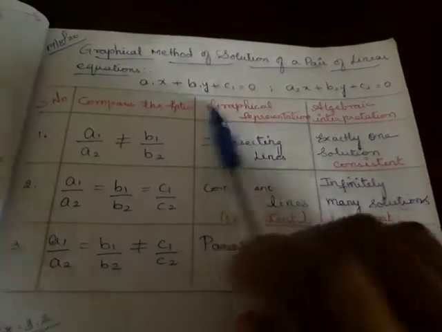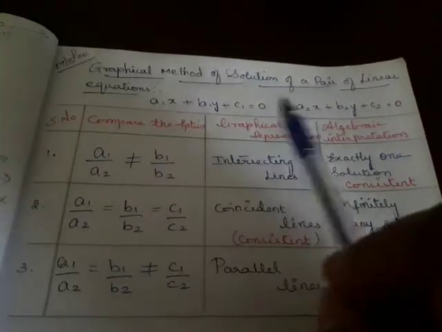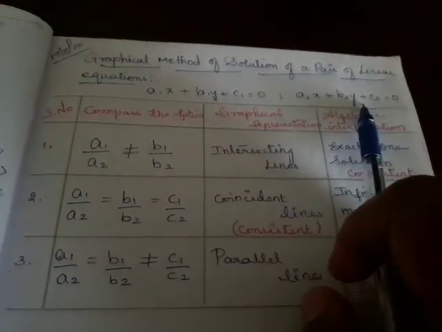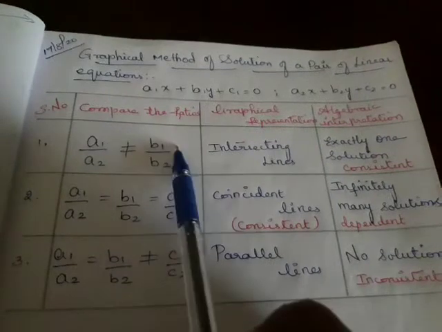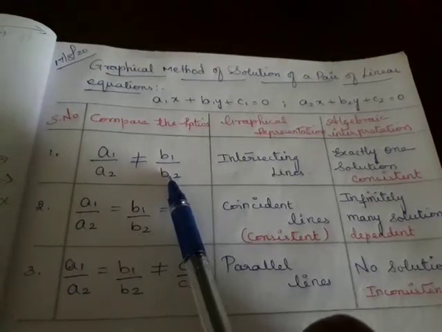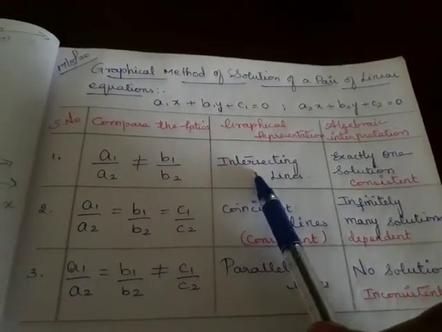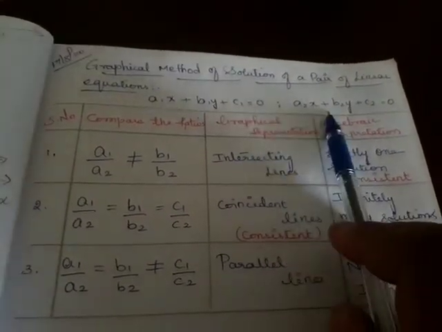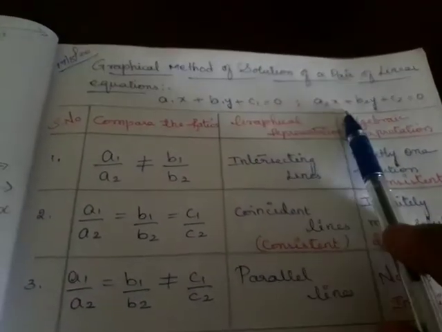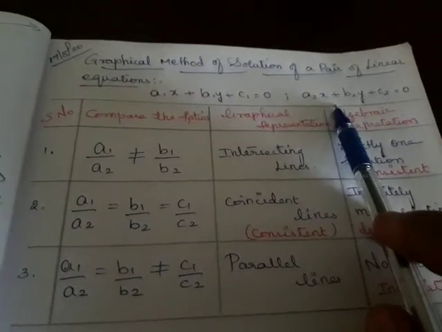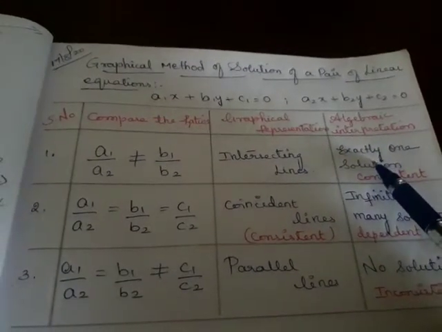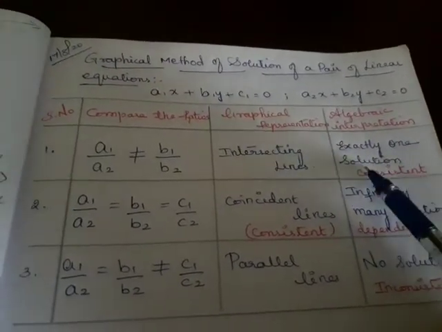If these two are a pair of linear equations, we know a1 and a2 are the coefficients of x, b1, b2 are the coefficients of y, and c1, c2 are constant terms. Then compare the ratios. If a1 by a2 is not equal to b1 by b2, then it will be intersecting lines. If you express these two linear equations in graphs, we know how to do that, right? We have done problems also. So if you draw graphs for these two linear equations, then it will be intersecting lines. Then what interpretation can we give about the solution? It will have exactly one solution.